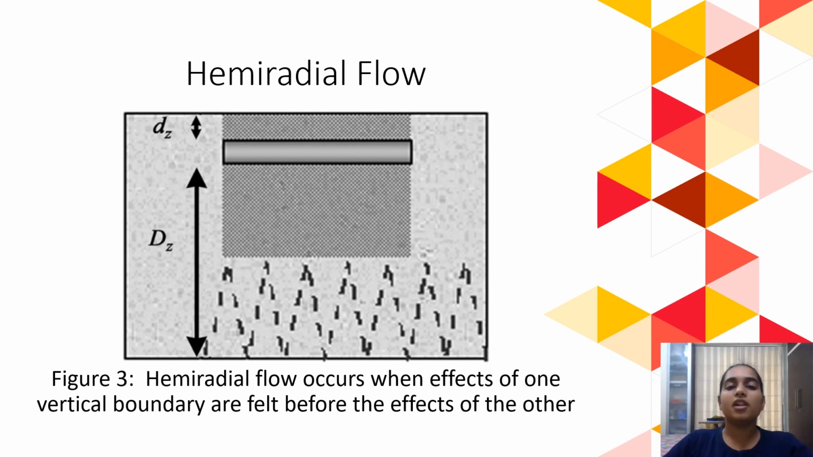Hemiradial flow, when the wellbore is much nearer one vertical boundary than the other. Another flow region called half-radial or hemiradial flow may exist, as shown in figure 3. Hemiradial flow can occur immediately following the early radial flow region if the well is much nearer one of the vertical boundaries than the other.